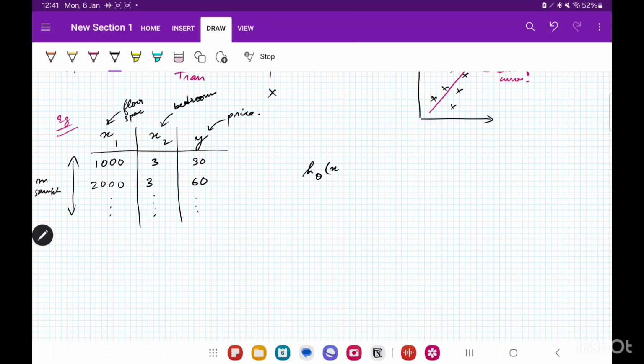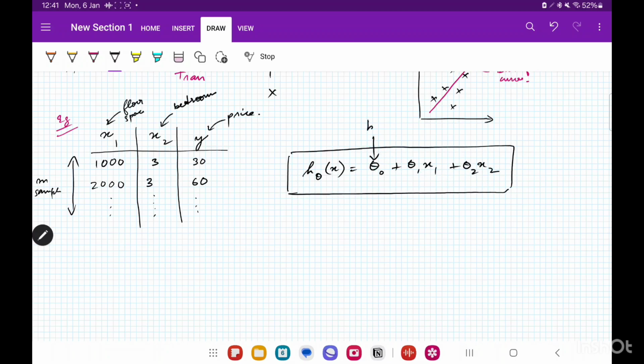So h_theta(x) equals theta_0 plus theta_1 x1 plus theta_2 x2. Theta_0 is the constant or the bias term. Theta_1 is the weight or contribution of floor space to the output value. And theta_2 is the weight or contribution of the number of bedrooms. So this model is linear because the relationship between x1 and x2 and y is a linear combination. So no x squared or x to the power n, where n is greater than 1, is being used in this hypothesis.